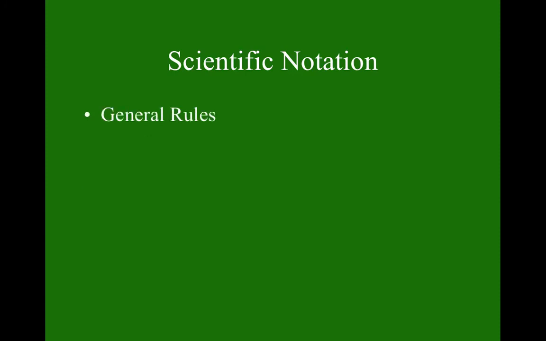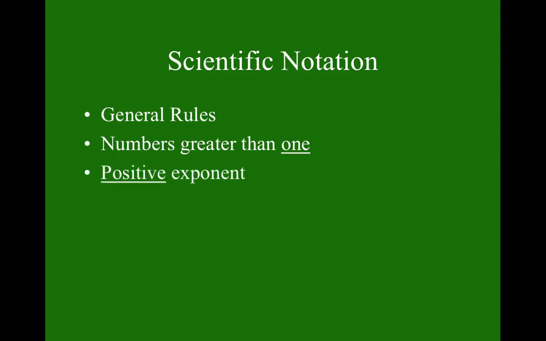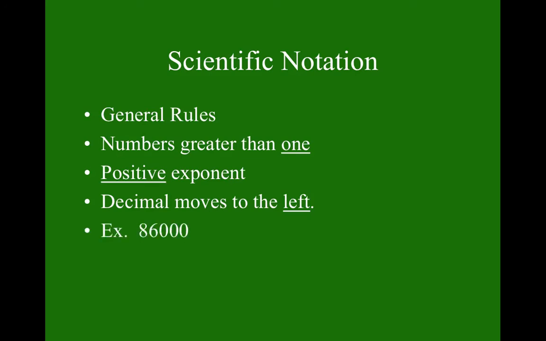So let's take a look at the general rules here with scientific notation. For any numbers that I have that are greater than 1, I have a positive exponent. So when I have a positive exponent and I'm turning a long number into scientific notation, I'm going to move the decimal point to the left when I put it into scientific notation. When I take it out of scientific notation, I have to move it to the right, like I just showed you. So let's take a number, 86,000, and let's put that into scientific notation.